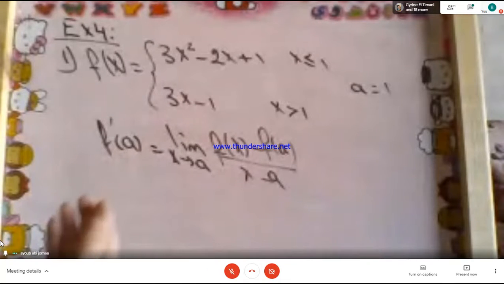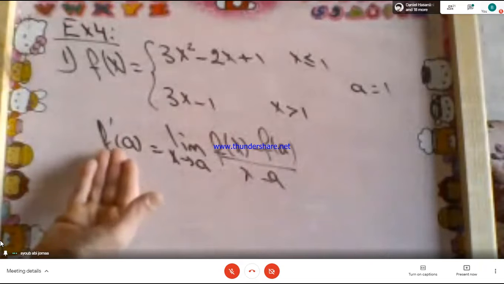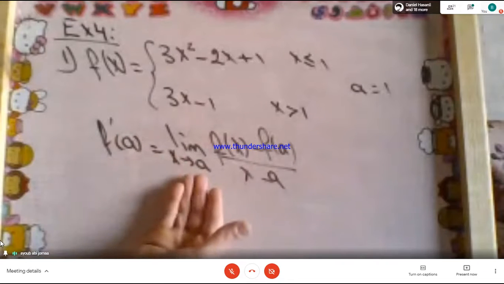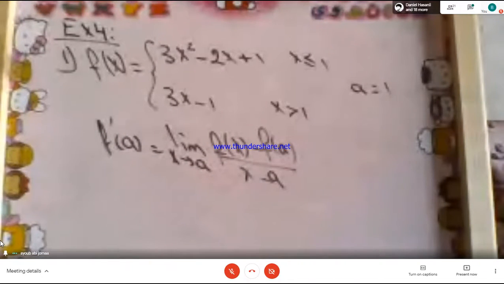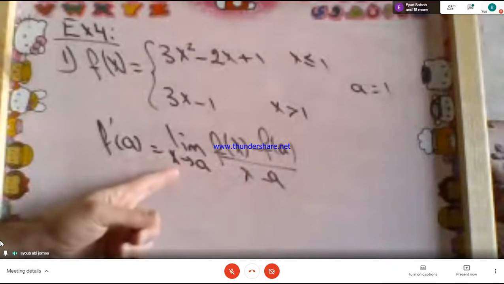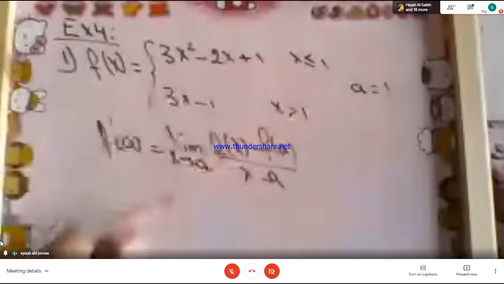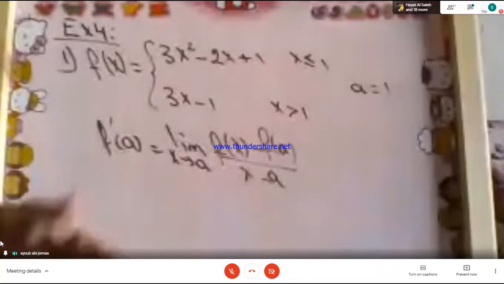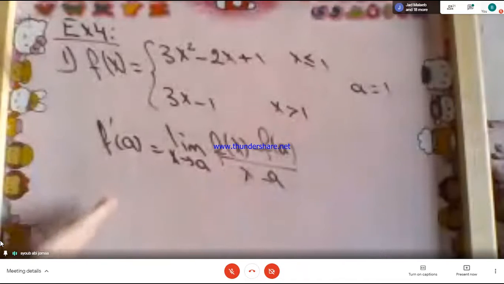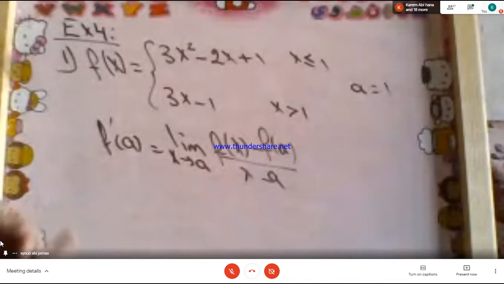Right. But what if the derivative here, which is the limit, we got infinity? What if the limit doesn't exist? It means limit as x approaches 1 minus, we got 3, and limit as x approaches 1 plus, we got 5. The limit doesn't exist. What does it mean?